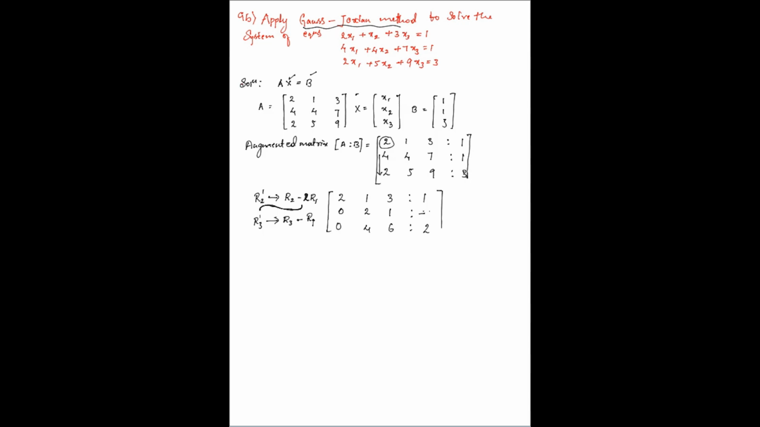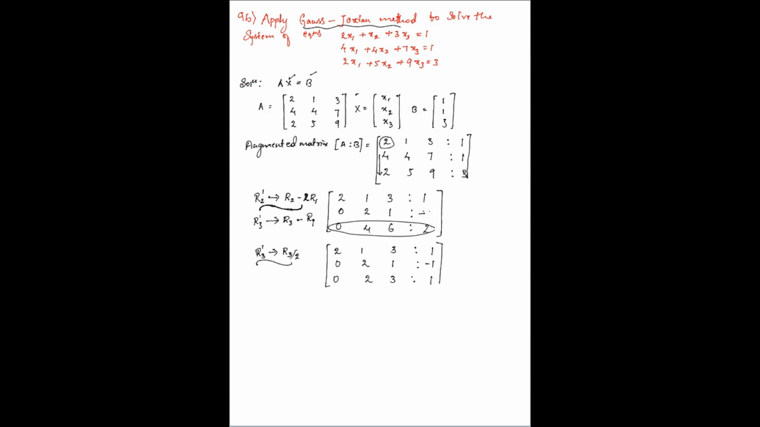So if we observe any common multiples, we can divide by that common multiple. I am going to divide R3 by 2. So we are going to get 2, 3, 1 | 3; 0, 2, 1 | minus 1; 0, 2, 3 | 1.